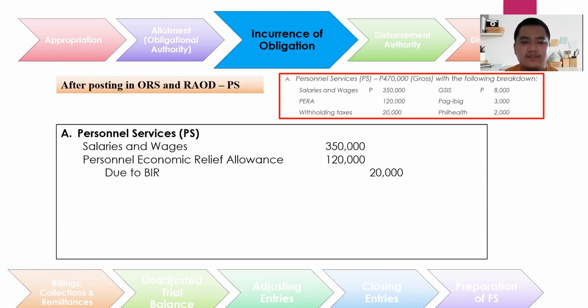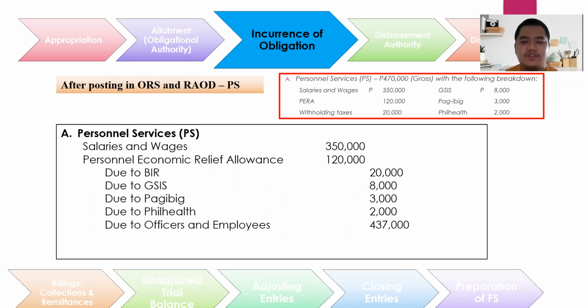And the dues to other relevant government agencies, such as due to GSIS for 8,000, due to Pag-IBIG 3,000, due to PhilHealth 2,000 pesos. The net amount that will be received by the employees and officers shall be credited to due to officers and employees for 437,000. So that is to recognize payable to officers and employees upon approval of payroll.